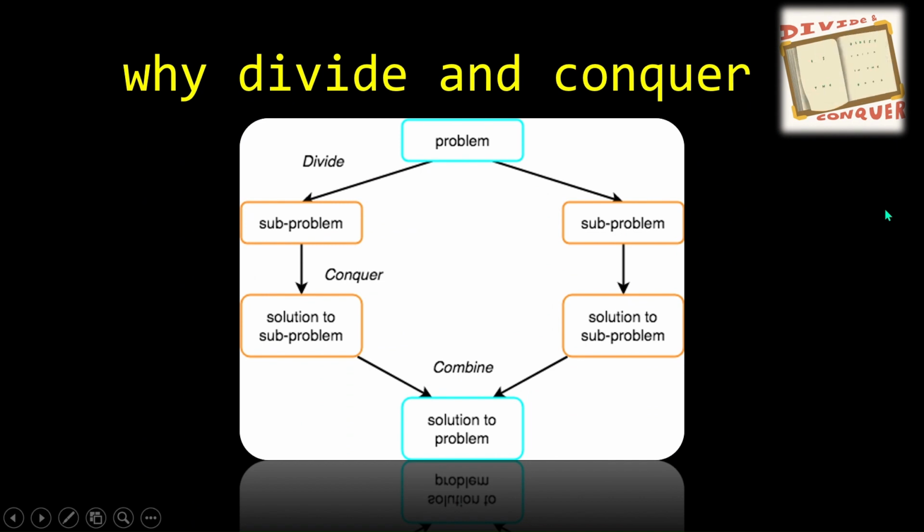Now, how does divide and conquer actually work? We have the problem, and we divide it into two halves, the right subproblem and the left subproblem. Then we find the solution of each subproblem, return both, and combine them, and we get the solution of the problem.